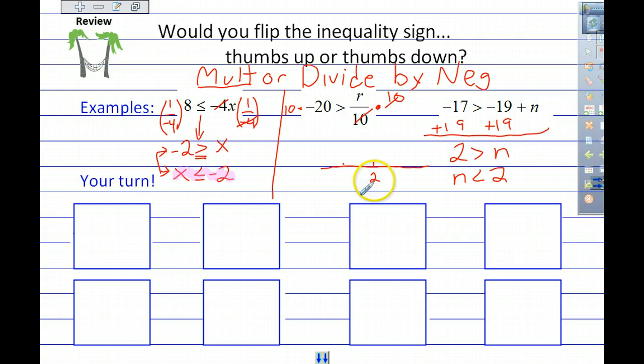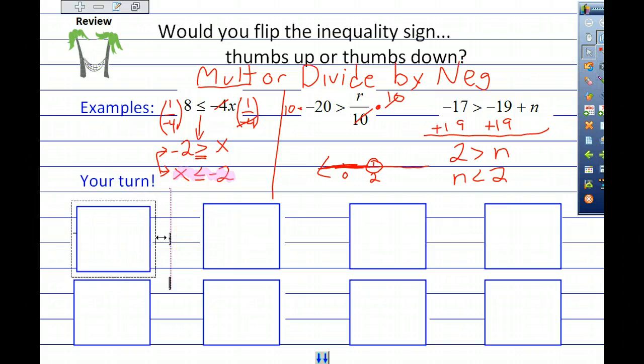Now pick a number. Is 0 an answer? Is 2 bigger than 0? Yeah. Is 0 less than 2? Yeah. Yes. So that means we're going to shade in the direction of 0. Should I have an open circle or closed circle? Okay. Yeah, because 2 is not an answer. There's no equal sign underneath, so it's just open. Good. That's a good review. Let's have you guys try it now.